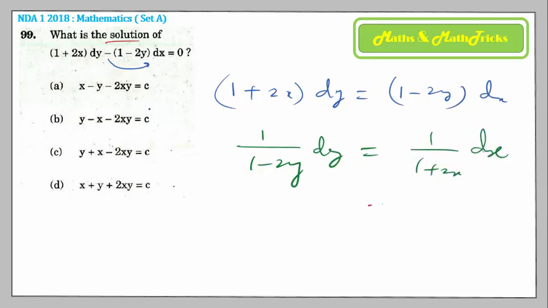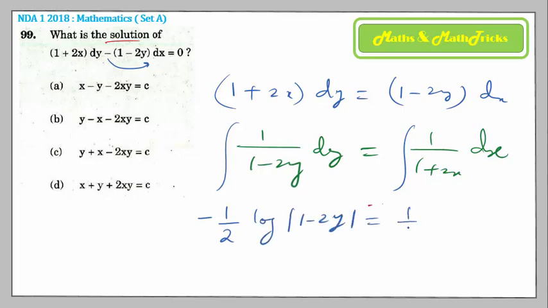Now integrating on both sides here. So using the important result, the integral of f'(x) upon f(x) dx is equal to log of f(x). You get the LHS answer as minus half log of (1 - 2y). On the RHS you will get 1 by 2 log of (1 + 2x) plus the constant of integration.